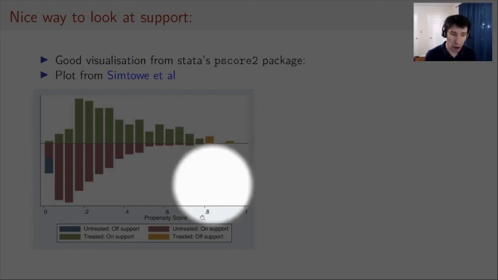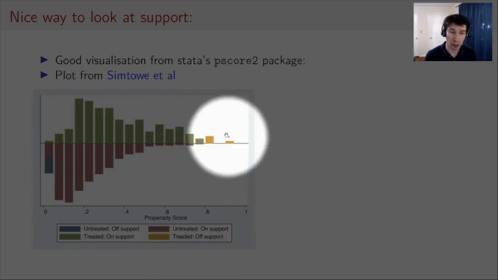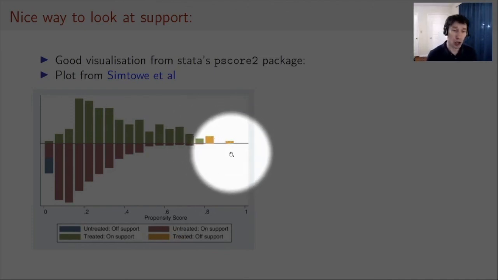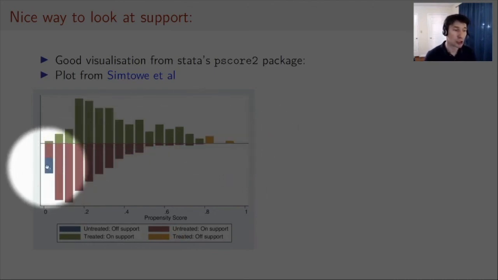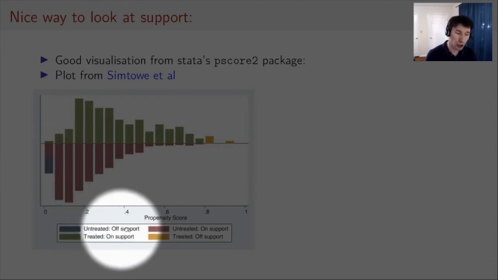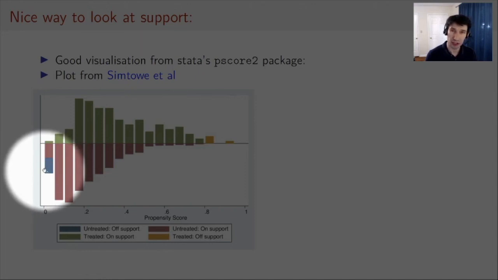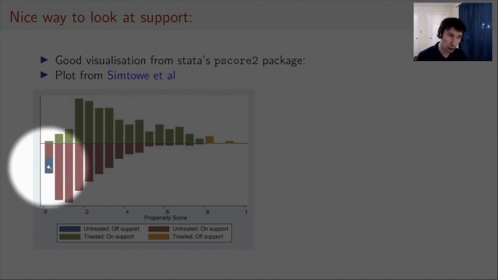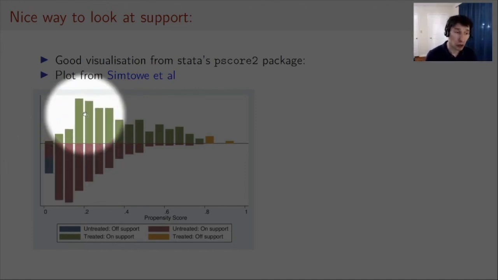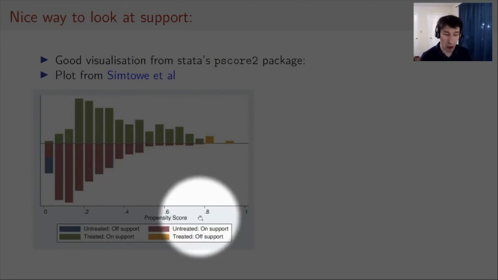Here in yellow, you have the treated off support. So these are people that were treated and that have p-scores that were not matched by anybody in the non-treated group. On the other hand, here in blue, you have the proportion of people who are untreated and off support, meaning their propensity scores are so low that they could not be matched to anyone that was treated with such a low propensity score.